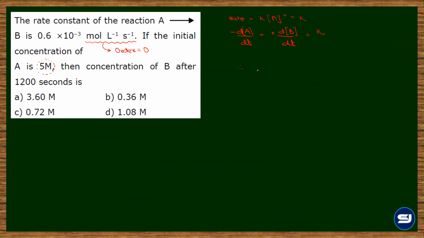So if I take this relation to get B, then dB is the difference in the concentration of B. I can say Bt minus B naught upon t minus 0 equals k. Now, B naught at the start would be 0, the concentration of the product. Therefore, the concentration of B after time t would be just equal to kt. It is given 0.6 into 10 raised to minus 3, and time is given as 1200. So this will be equal to 0.72 molar. That's the answer, option C.